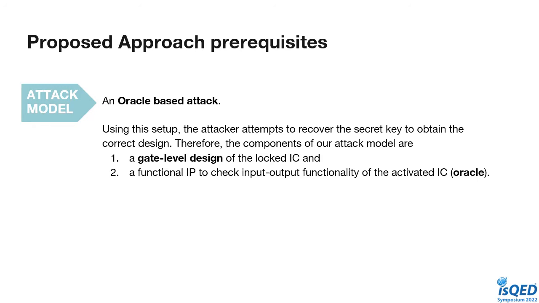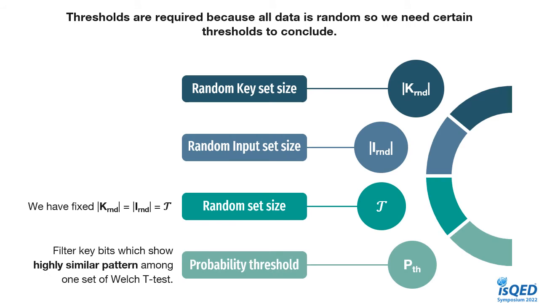Now, the attack model: since it is an Oracle based attack, what we need is a gate level design of the locked IC and the Oracle. Certain thresholds are required because our data is random and we need to conclude at a certain point. So random key set size and random input set size are two thresholds which in our work are considered equal and set to a random set size of tau. And now we need a probability threshold to filter the key bits showing highly similar patterns.